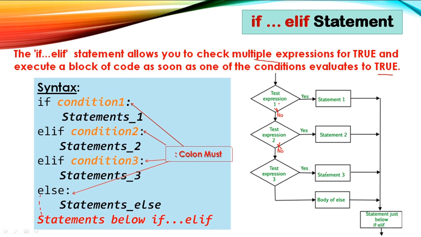If the third condition is true, statement 3 will be executed and the statement below if elif will be executed. If all the conditions evaluate to false, if conditions 1, 2 and 3 evaluate to false, the body of else will be executed followed by statements below if elif. This is the flowchart for the if elif statement.